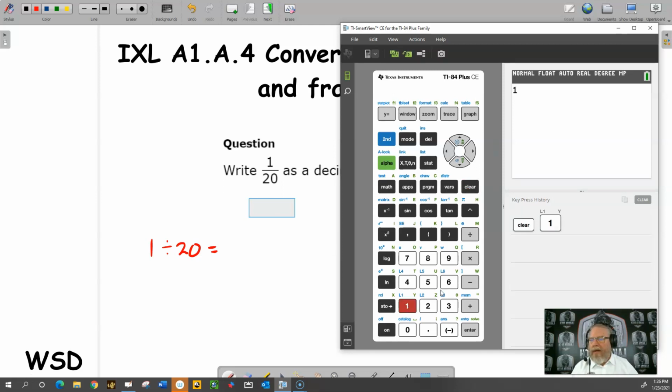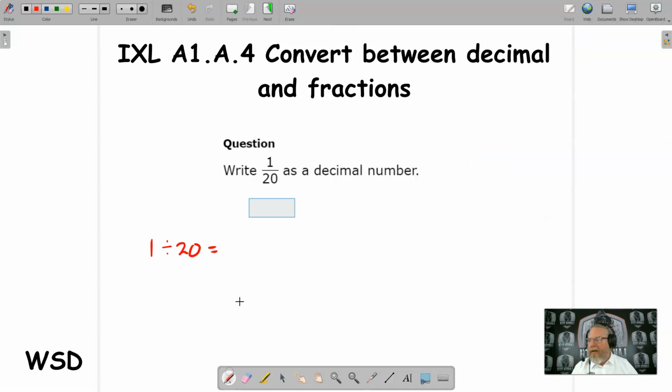So if I do 1 and I divide that by 20, because remember every fraction is a division problem, it's going to give me an answer of 0.05. So over here, I'll go ahead and put 0.05. This would be my answer here, and indeed that would be the final answer for this first question. Now, it's important to also know how to do this by hand.